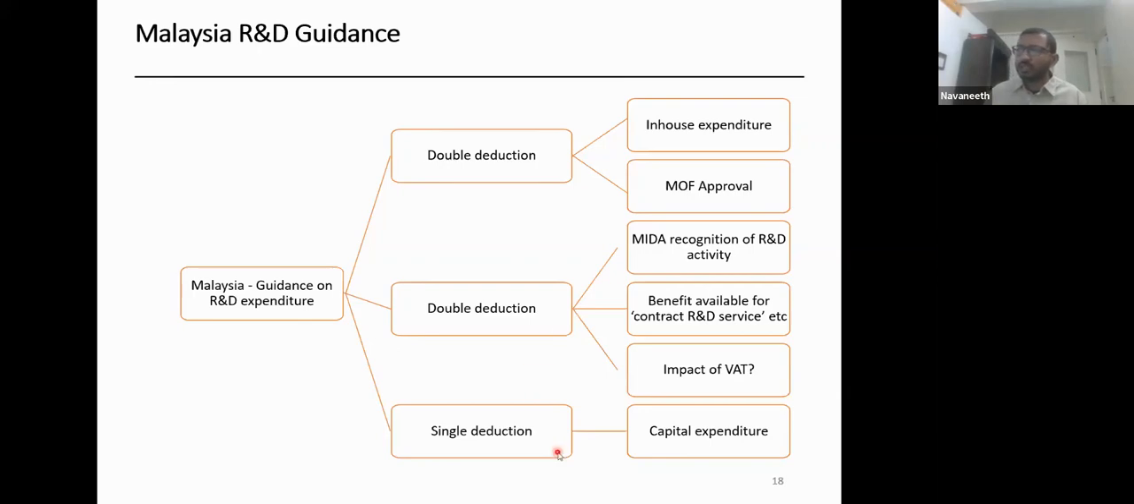There are lower thresholds and easier ways to achieve a single deduction, but the benefit would be only vis-a-vis any capital expenditure that the R&D unit is incurring.